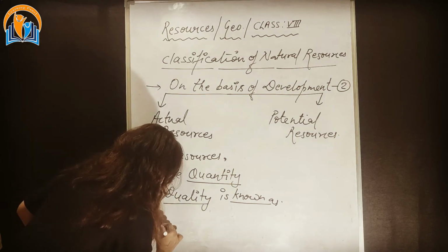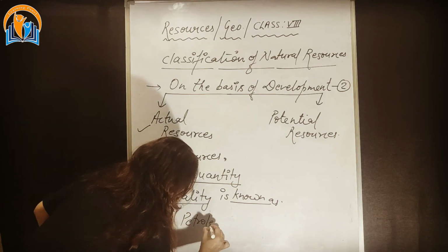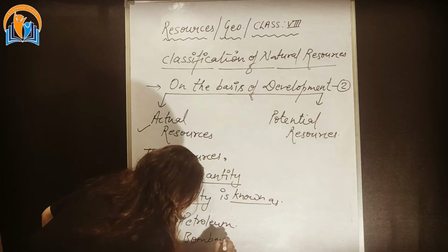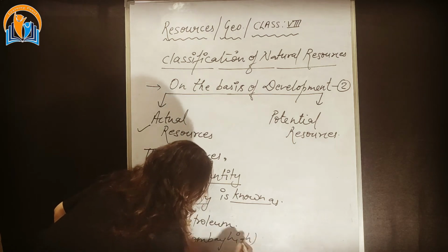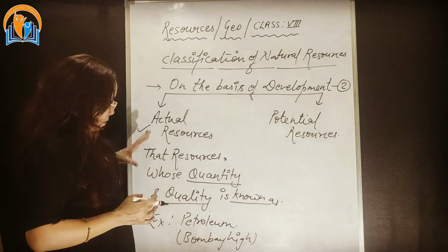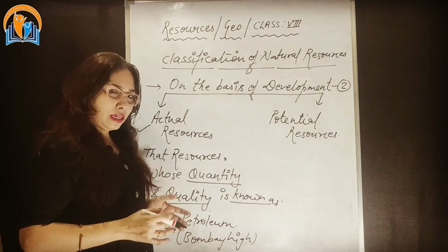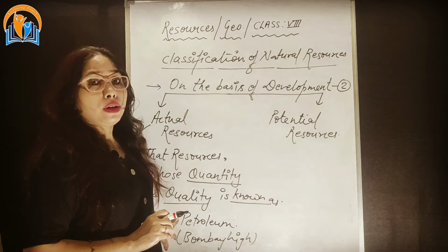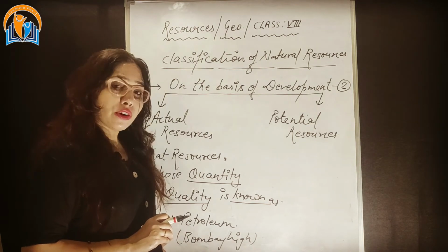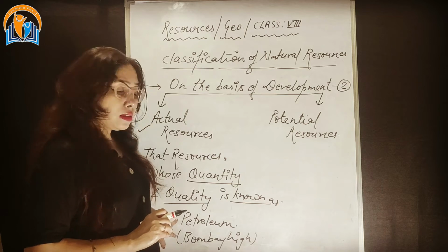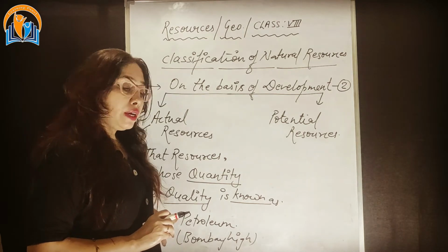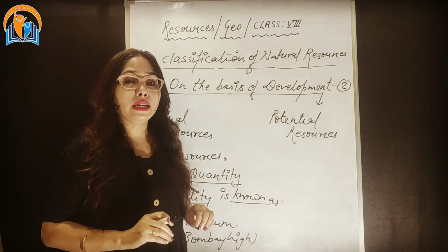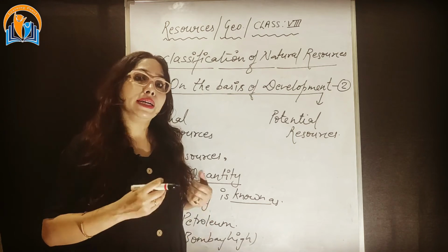Example, like petroleum in India, especially I just mentioned here a particular place, Bombay High, right? It is the place where petroleum is found and derived. Okay, so quantity and quality are known of petroleum in India at the place of Bombay High. That's why this is an actual resource. You may also say that these are resources presently in use or determined.